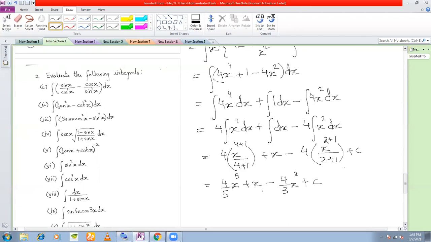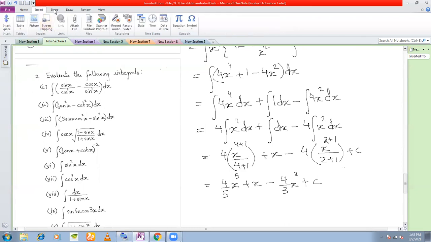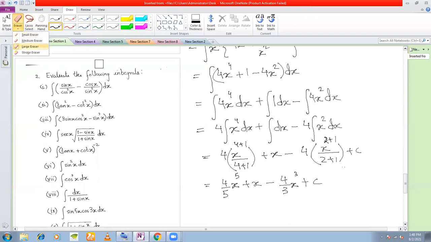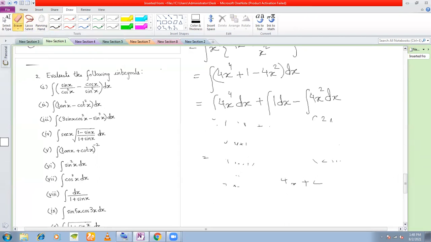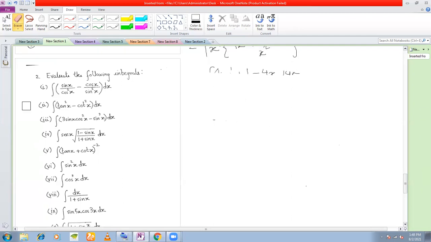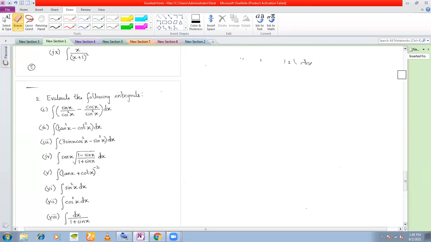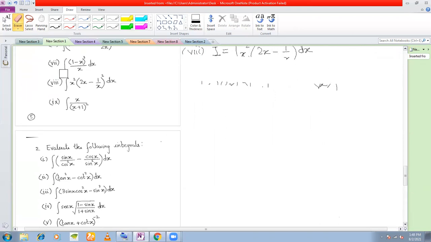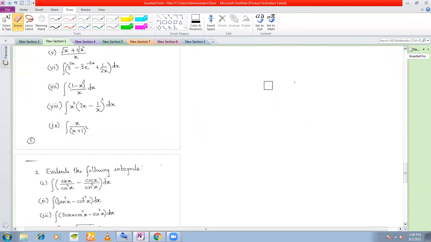Can we proceed? And these are very short integrals. Later on, you will be coming across very, very big ones. At least 10 to 15 lines.